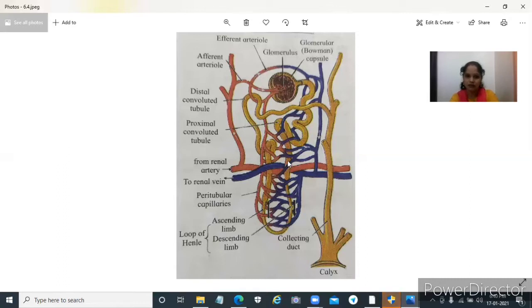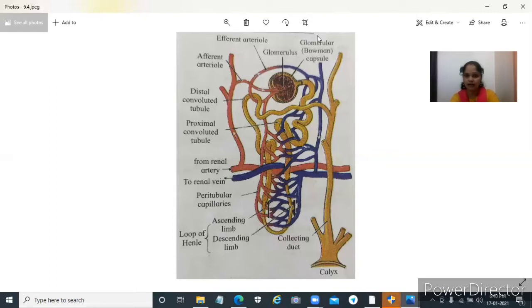Now this efferent arteriole forms venules, the renal venules, because they rejoin again to form the renal venule. Once again they rejoin and from that the renal venule is formed. Now this renal venule joins the renal vein, and the renal vein leaves the kidney from the hilus region.